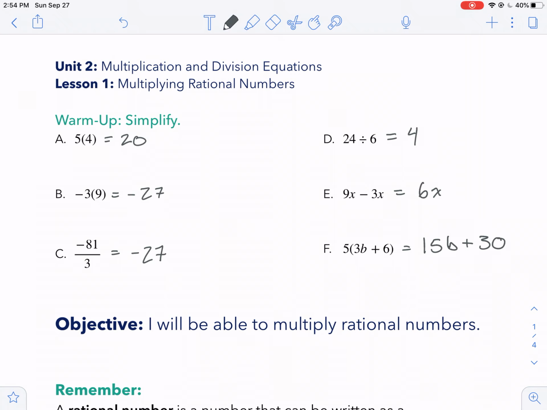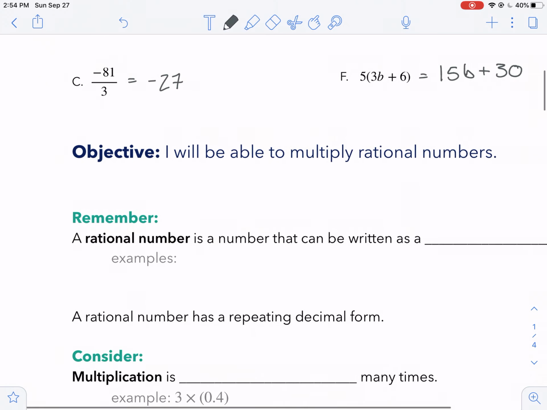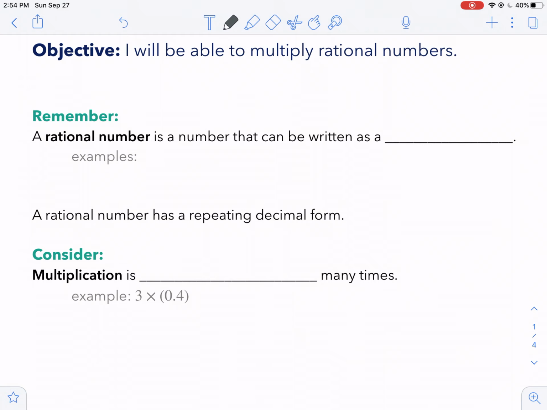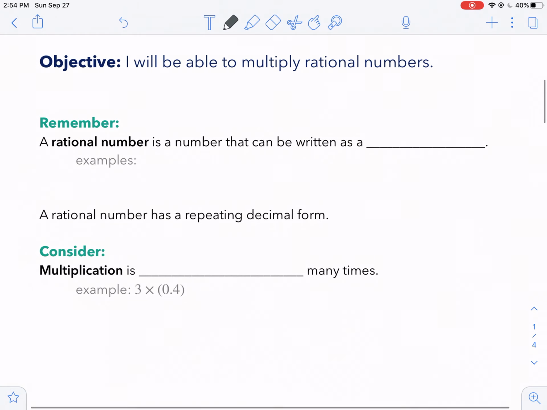Now, let's jump into our lesson. By the end of the day, you'll be able to multiply rational numbers. So something to keep in mind is that a rational number, you remember from a previous lesson, is any number that can be written as a fraction or it has a repeating decimal form. So let's look at a bunch of examples.